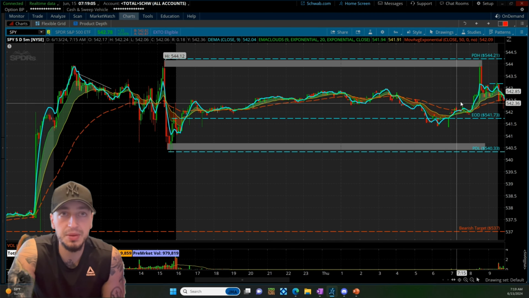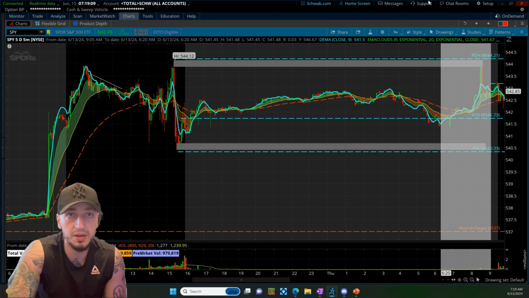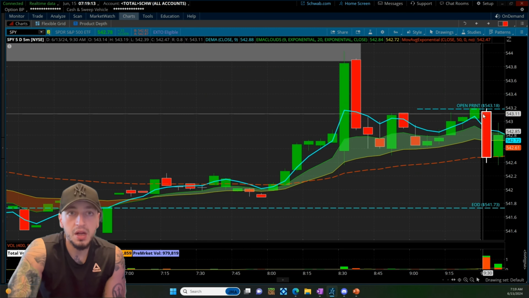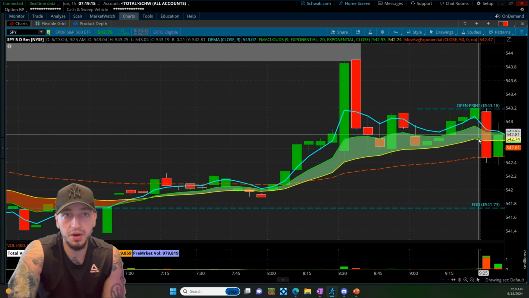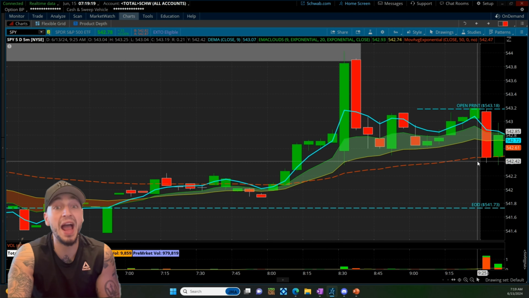now you can see we get that little sell-off here at open print. Now let me just do this so that we can see it a little bit better. We get that very large candle. So that large candle comes down, rips into the 50. Now, this is where my moving averages do their magic.